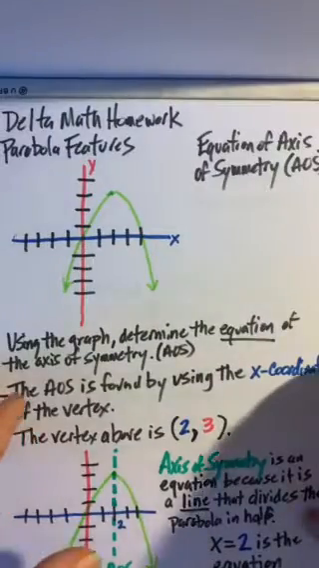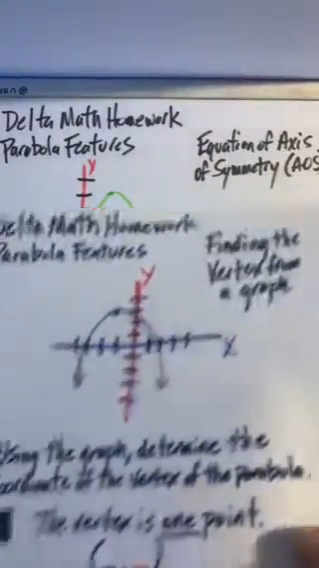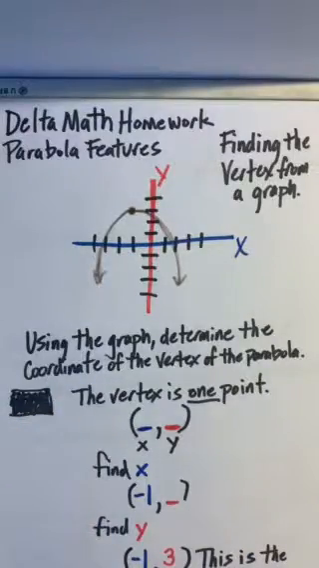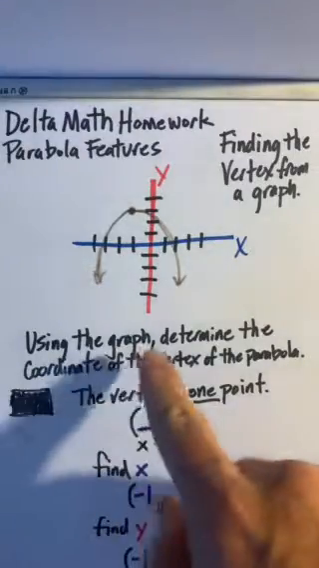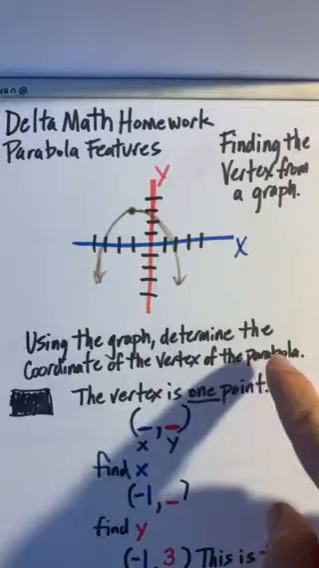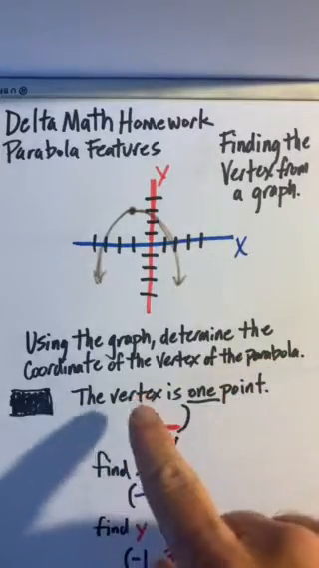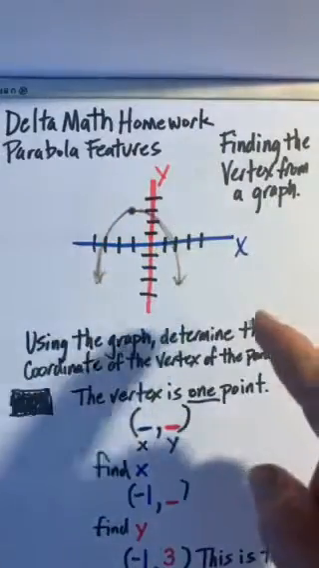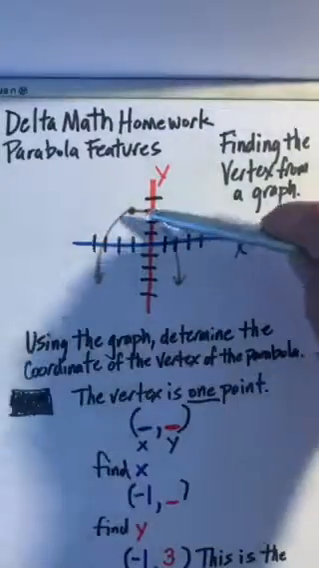First problem is finding the vertex from a graph. And it says, using the graph, determine the coordinate of the vertex of the parabola. Key thing to remember is the vertex is one point. It's the top or tip point of the parabola, right here.